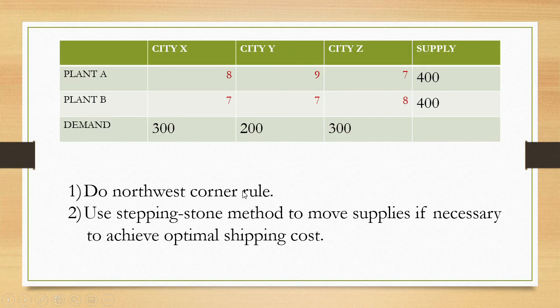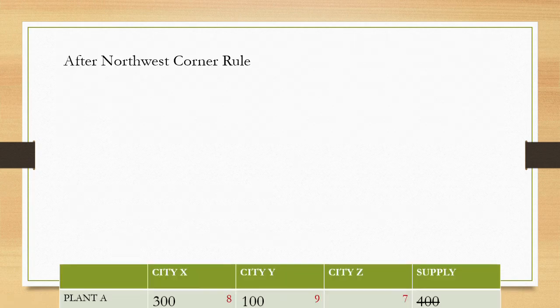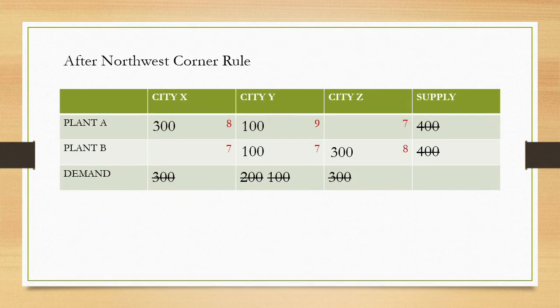For the northwest corner rule, we exhaust the supplies of the first plant. So in this case, we will put 300 here. The excess 100 goes to the second cell. Now we have not met the full demand of city Y, so we will exhaust the supply of plant B. So this will be 100, and then the excess 300 goes to the next cell. In other words, the northwest corner rule gives us this updated transportation model.